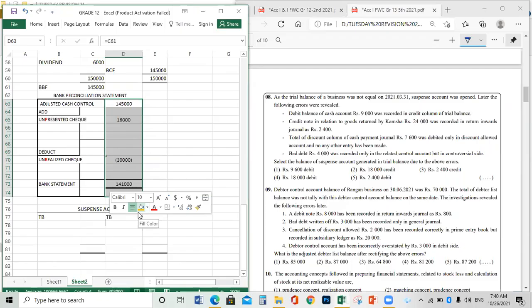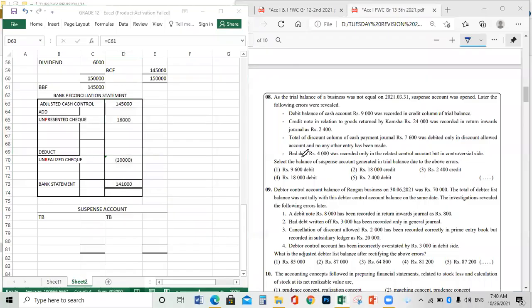This is a special type of error, guys. Understand that your cash account has no problem. The only problem here is your trial balance. When you extracted to the trial balance, you made a mistake. Then you should understand your cash control has no problem. Because, guys, they didn't say your cash account is wrong. They said the trial balance is wrong.